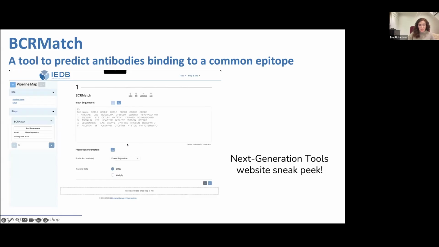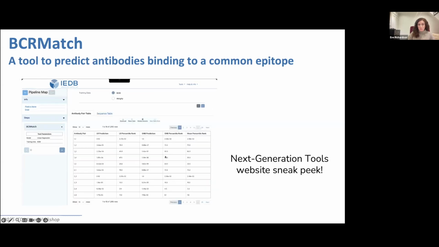And then you're able to select certain of the prediction parameters. So an interesting one is you can select the different training data. So you have the IEDB data, and then you have this data from Obligity. So this is a previous publication that was trying to do a similar thing, so that you may get slightly different results. So we recommend the IEDB as a default. You can also select among the different prediction models from logistic regression to XGBoost, random forest. So there's various different prediction models that you can use.